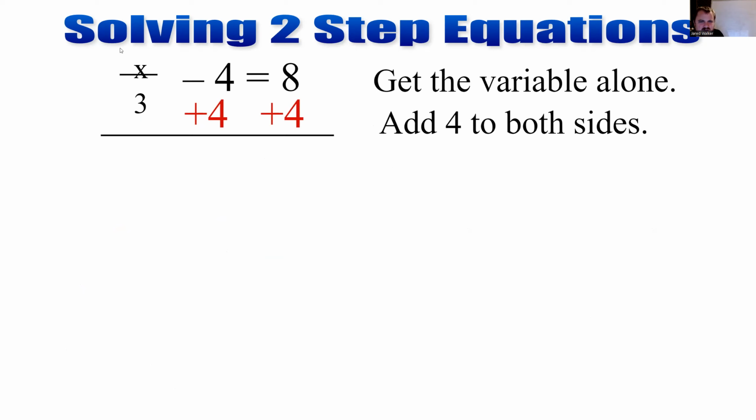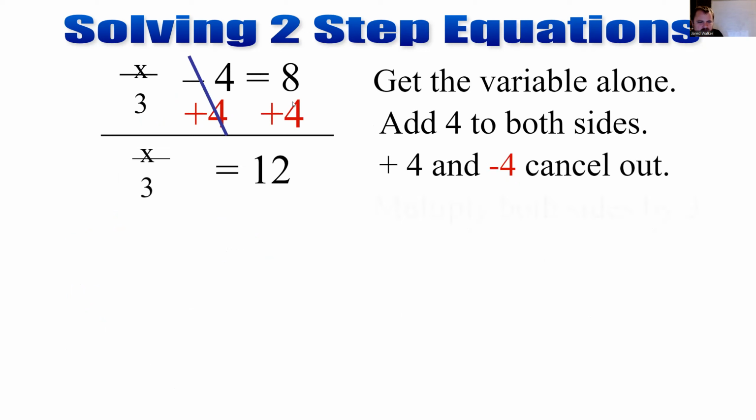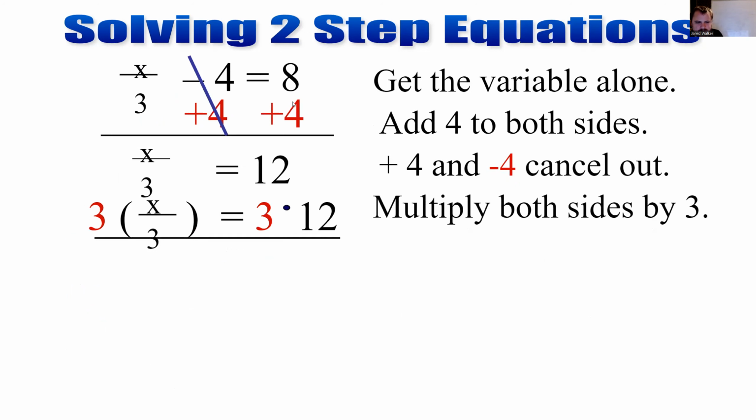Again, it's just the way the PowerPoint stretches the screen. This is meant to be x over 3. So it's x over 3 minus 4 equals 8. So get rid of the negative 4 by doing plus 4. So it's gone. And then 8 plus 4. So we'll get x over 3 equals 12.